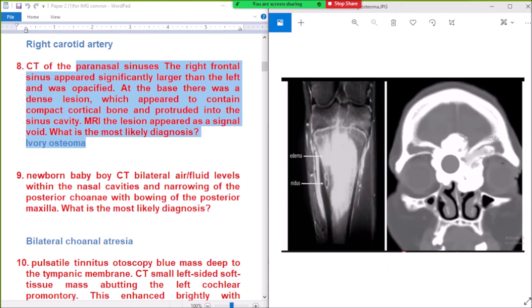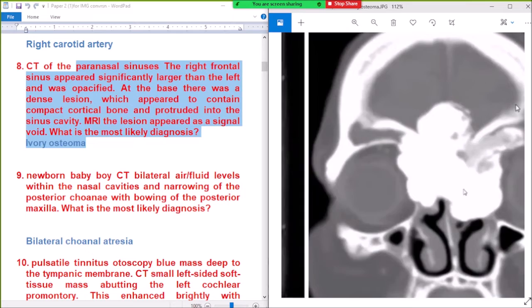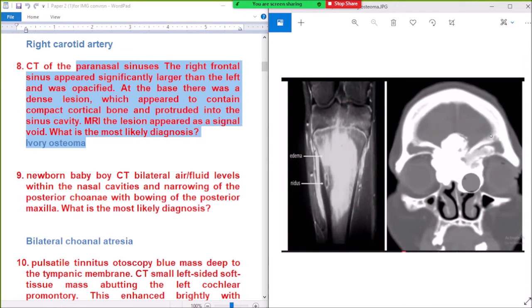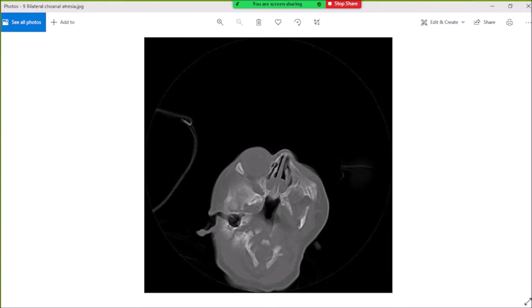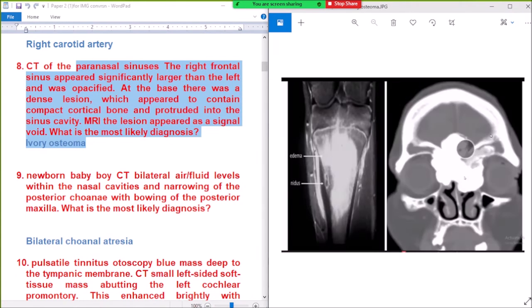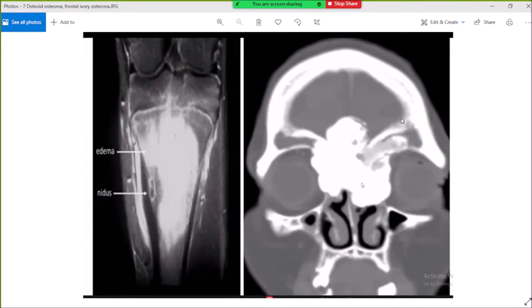CT scan of the paranasal sinuses. The right frontal sinus appeared significantly larger than the left, was opacified. At the base there was a dense lesion which appeared to contain compact cortical bone and protruded into the sinus cavity. MRI, the lesion appeared as a signal void. That is the CT scan, there's no MRI. The diagnosis is frontal bone ivory osteoma.